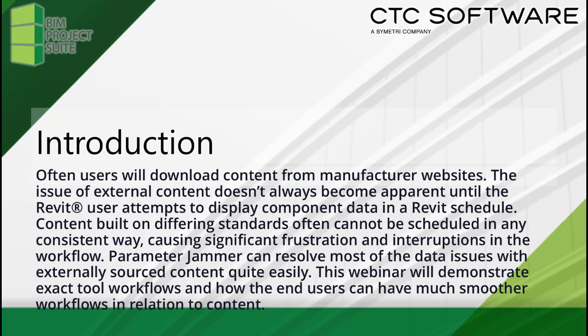So that's where Parameter Jammer comes in. Parameter Jammer, and you'll find this out today, can help get the parameters from your schedules into the families that need them, so that those fields can be edited. And then there are other things that we can do beyond that to standardize that content for your firm if necessary. I'll point those out in a moment.